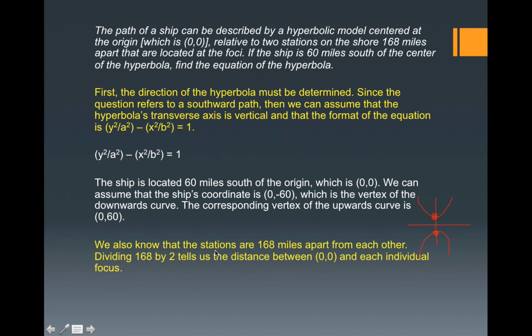Okay, we also know that the stations are 168 miles apart from each other. So if we divide 168 by 2, it'll tell us the distance between the origin and each individual focus. So what happens when we divide 168 by 2? We get the value 84. And so now we know two pieces of information. We know that c, which is just a constant, equals 84, and a equals 60.